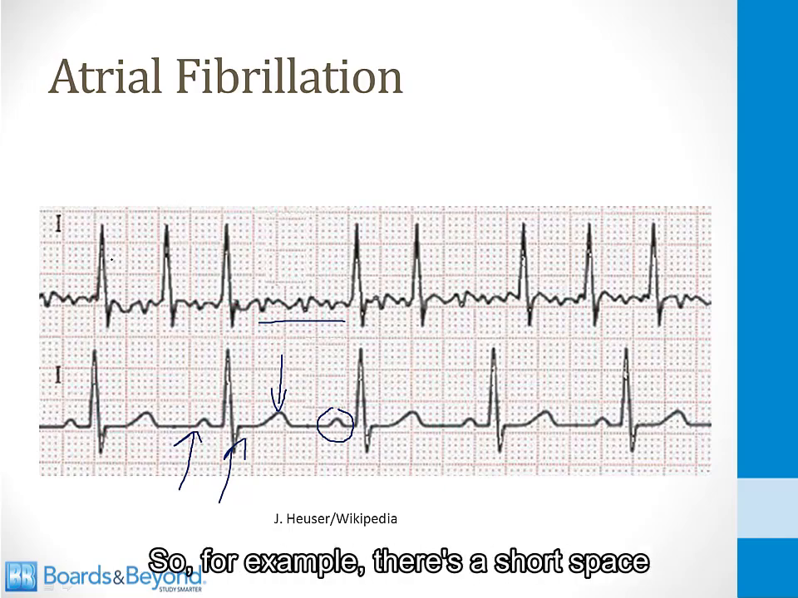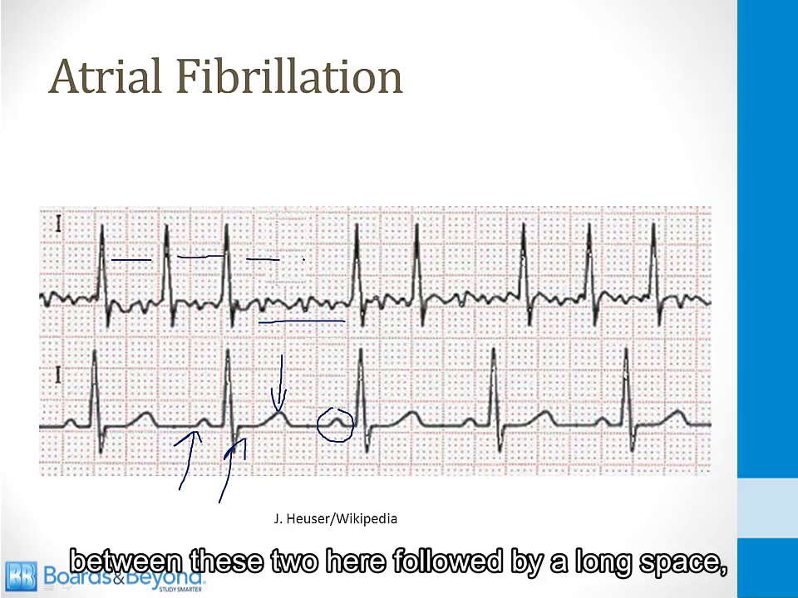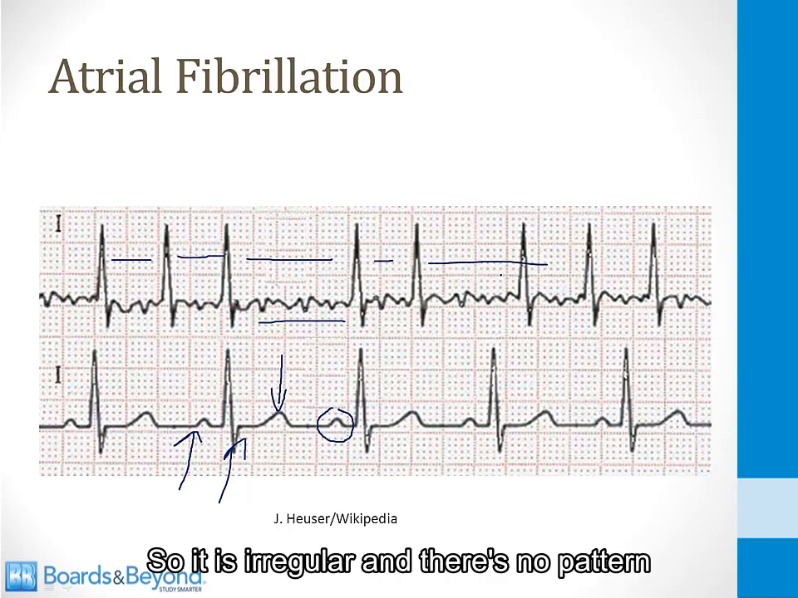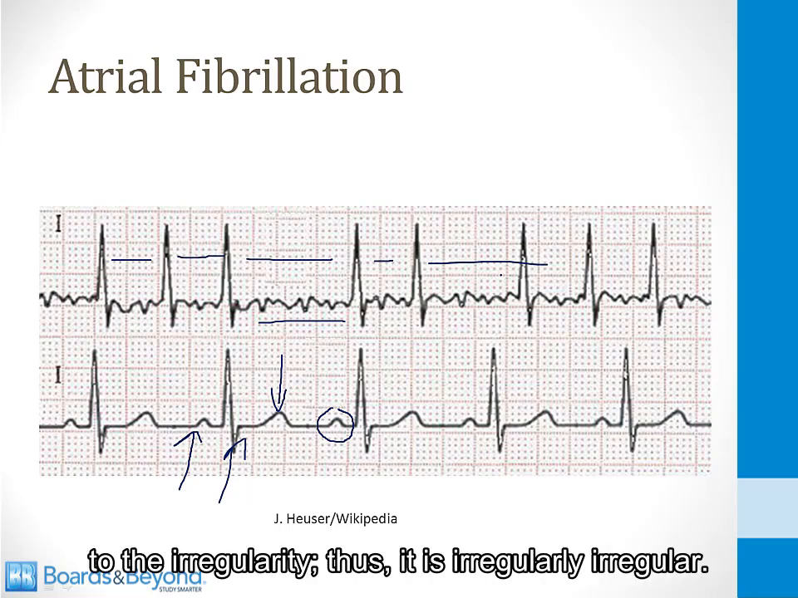So for example, there's a short space between these two here, followed by a long space, and then a short space, and then a long space. So it is irregular, and there's no pattern to the irregularity, thus it is irregularly irregular.